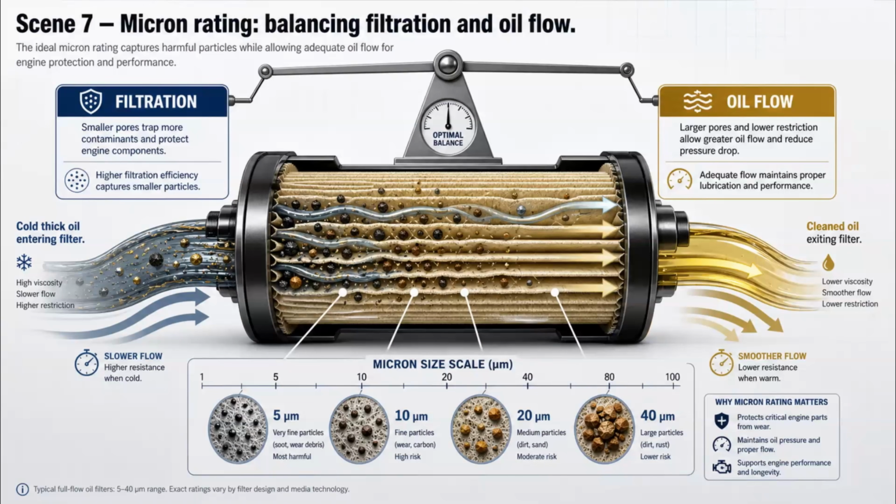Then you have micron filtration rating. A micron is 1/1,000,000th of a meter, so it is a very tiny unit used to describe particle size. When a filter says it catches particles down to a certain micron size, it is talking about how small the debris can be before the filter is designed to trap it. But smaller is not automatically better if the filter does not also flow enough oil for that engine. An engine oil filter has to balance filtration and flow. It must catch harmful particles, but it cannot be so restrictive that it starves the engine of oil, especially when the oil is cold and thick.